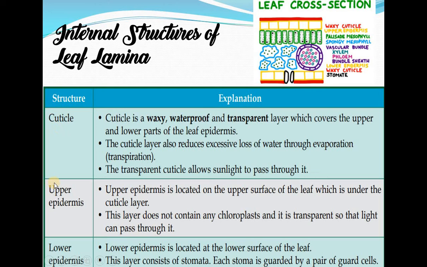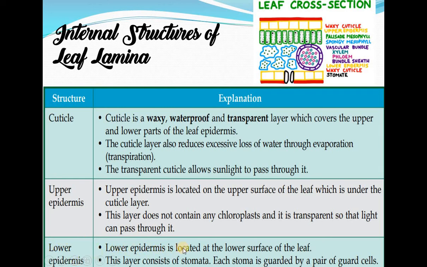And then we go to the upper epidermis. The upper epidermis is located on the upper surface of the leaf, under the cuticle layer. This layer does not contain any chloroplasts. The characteristic of the upper epidermis is that it does not contain any chloroplasts, and it is also transparent, so that light can pass through it.